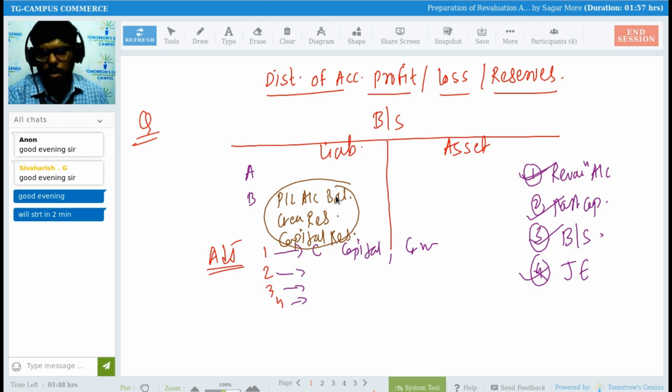Dhanashri, Sadhna, Parth, Sarthi. The profit which is available in the balance sheet, that can be reserves or normal profit and loss account balance. Sir, do we have to distribute this to A and B only, or A, B and C? Getting my question? A, B and C. Okay. Dhanashri is saying A, B and C. Sadhna, Parth, Sarthi, what do you think?